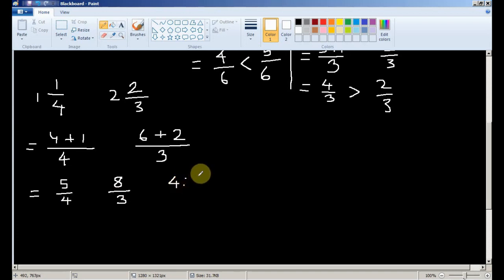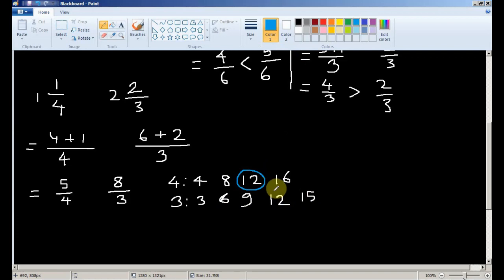All the multiples of 4, let's see which are they. 4 1s are 4, 4 2s are 8, 4 3s are 12, 4 4s are 16. Similarly, I find all the multiples of 3. So 3 into 1 is 3, 3 into 2 is 6, 3 3s are 9, 3 4s are 12, 3 5s are 15. But I think we found the correct common multiple, the smallest common multiple, which is 12, right?